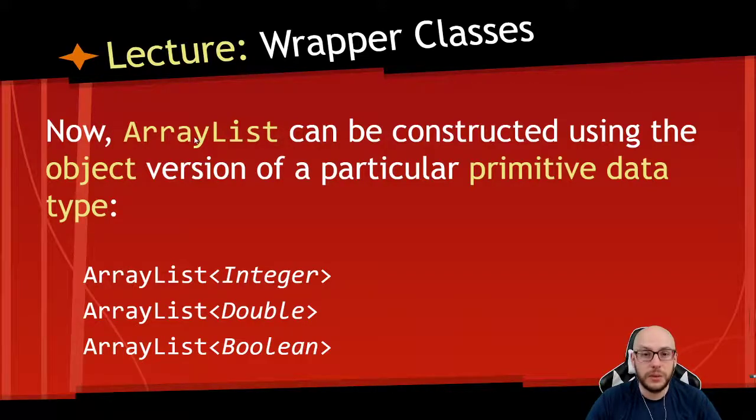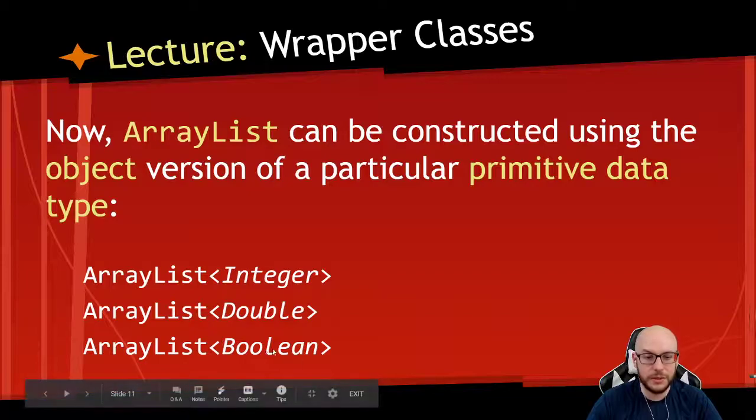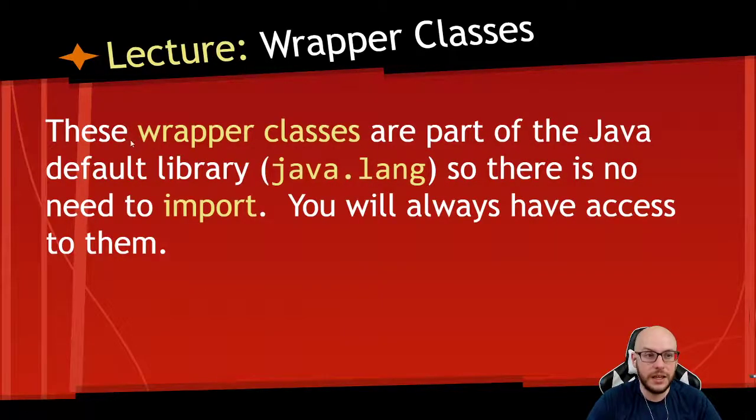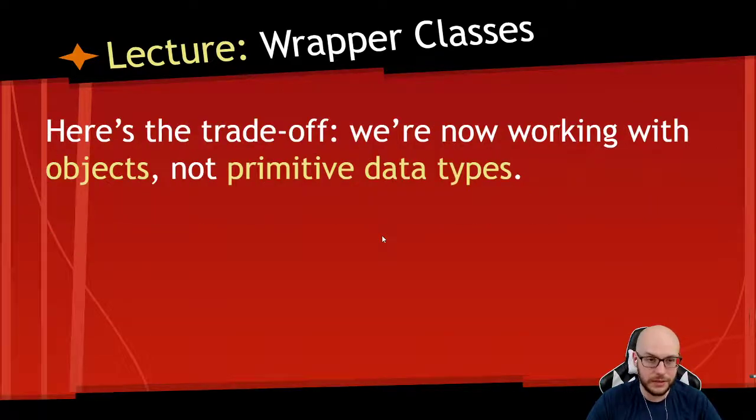Now we can create an ArrayList using those wrapper classes. We can create an ArrayList of Integer. This is the Integer wrapper class, but there is effectively an int instance variable inside of all of these. There's a double instance variable in each of these. There's a boolean instance variable in each of these. These wrapper classes are part of the default Java library, that is java.lang, so we won't need to import those. We already have access to them.